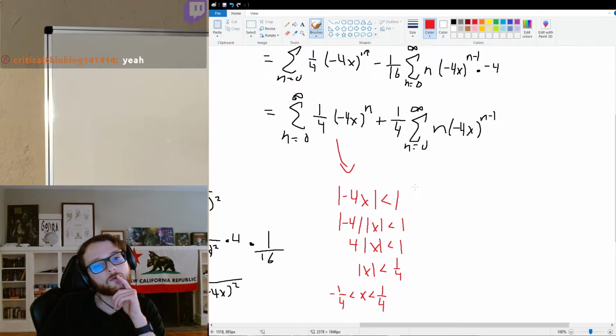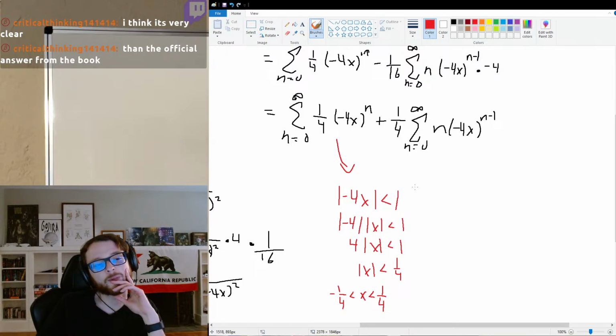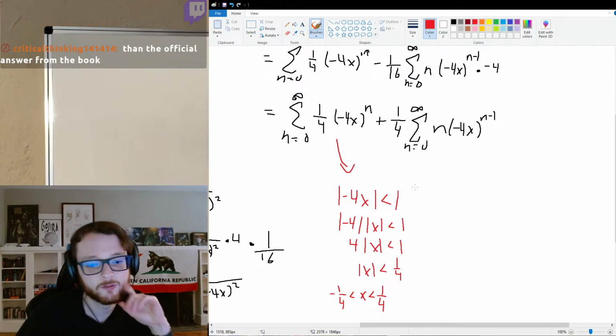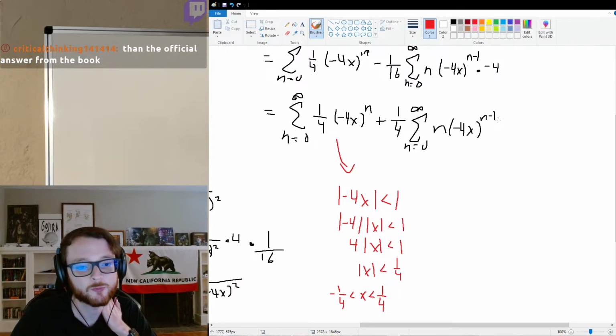Oh wait, is there simplification? I thought we couldn't combine these series. No, you can technically write this as one summation. It makes it less clear to me though. Never mind. I was just wondering if there's some simplification that I was missing here, because they do look really similar.